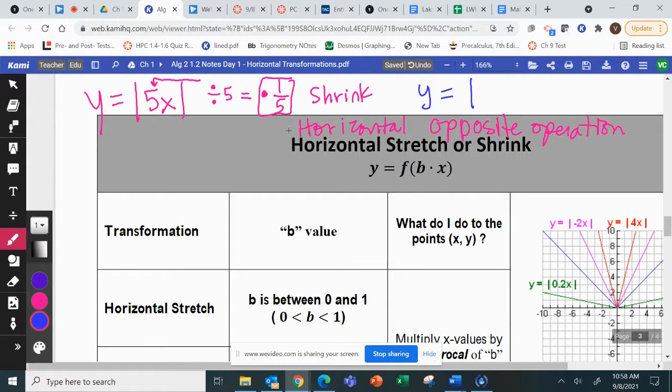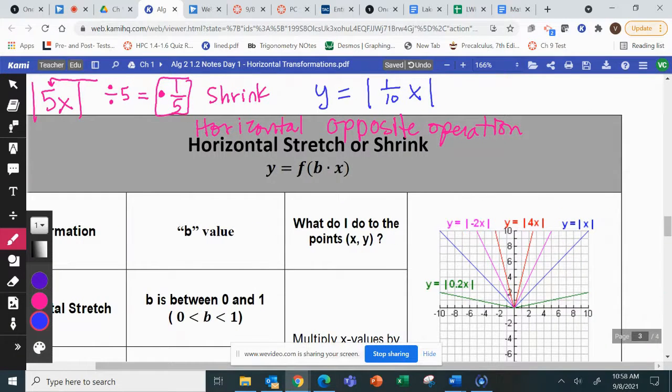Y equals absolute value 1/10 x. So if I have y equals absolute value 1/10 x, we have to take out that 1/10 and use it. But right now it's 1/10 times x. Do you think I want to divide by 1/10? Because I don't. So instead of dividing by it, I'm going to multiply by its reciprocal. What's the reciprocal of 1/10? 10.